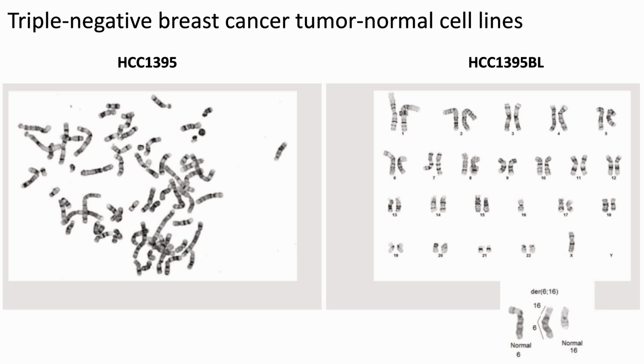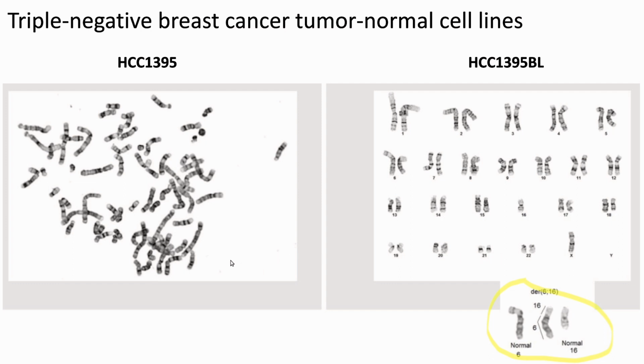This slide shows the karyotyping of these two cell lines, the tumor on the left and the normal on the right. On the normal karyotyping on the right, you can see the 46 chromosomes in a human cell. Most of these chromosomes look quite normal, except for the rearrangement that fuses part of chromosome 6 with chromosome 16 in this blow-up figure toward the bottom.